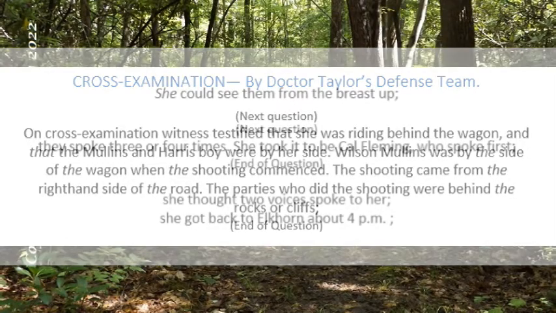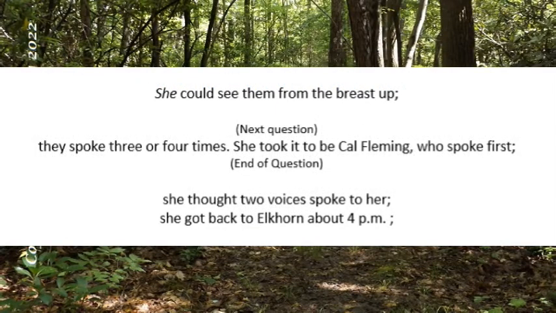End of question. Next question. Answer. She could see them from the breast up. End of question. Next question. Answer. They spoke 3 or 4 times. She took it to be Cal Fleming who spoke first. End of question. Next question. Answer. She thought 2 voices spoke to her. She got back to Elkhorn about 4 p.m.